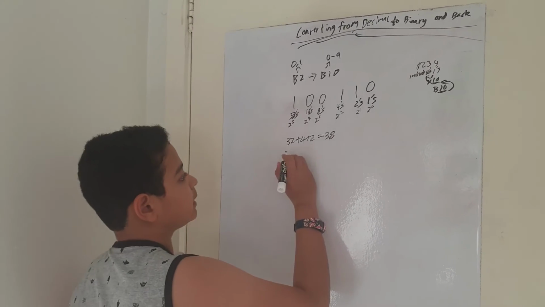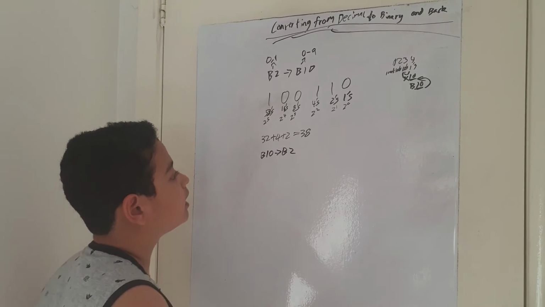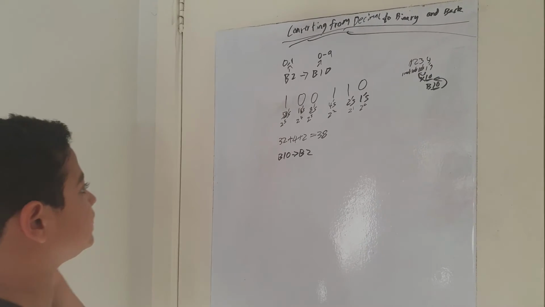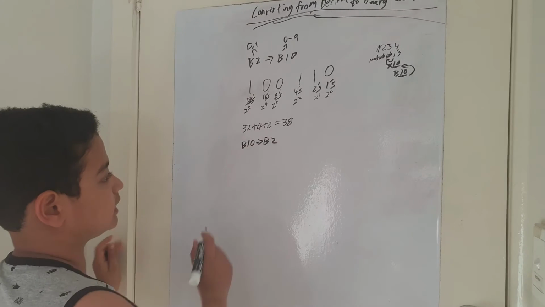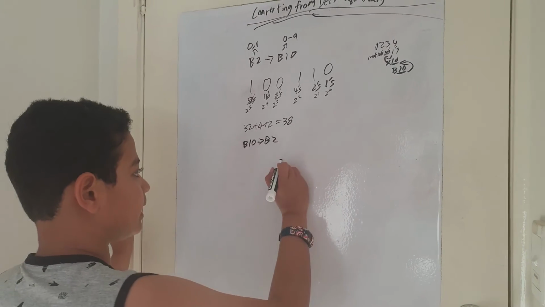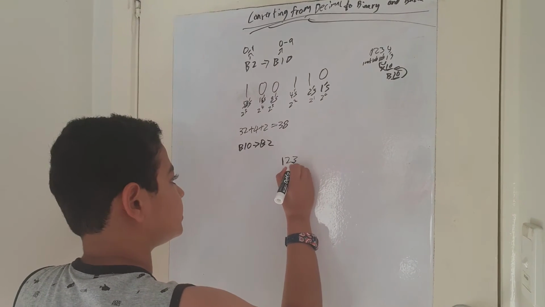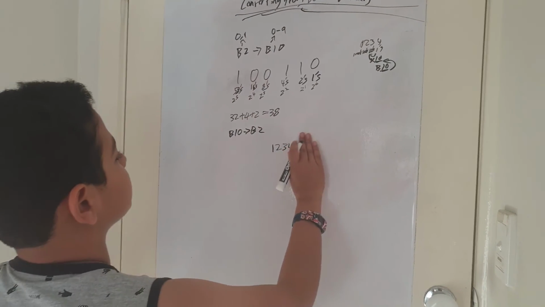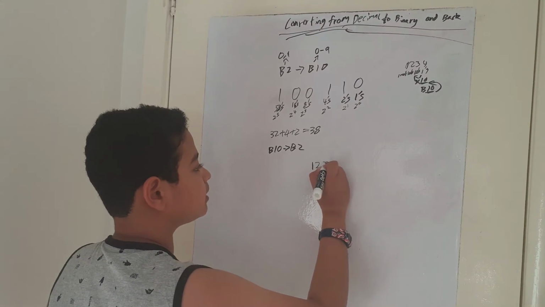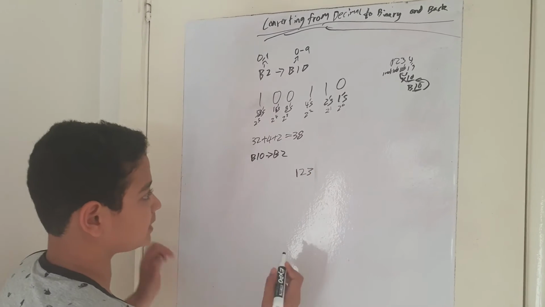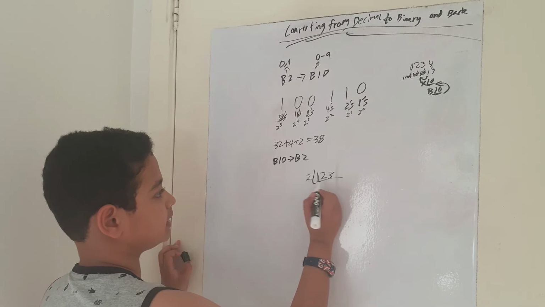Now I'm going to show you the other way around. So B10 to B2. There is a slightly different method for this, but it is kind of easy to understand. So let's just get a base 10 number. Let's do 1 2 3, because the longer one will take too long. So 1 2 3. What you have to do is put 2 on the side because it's base 2.